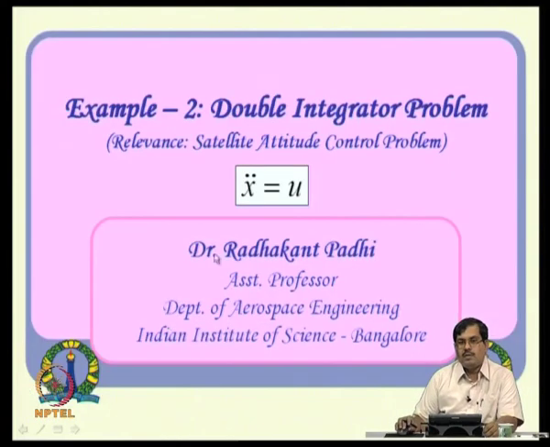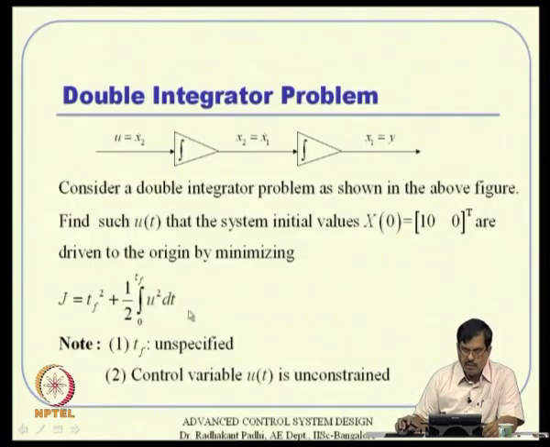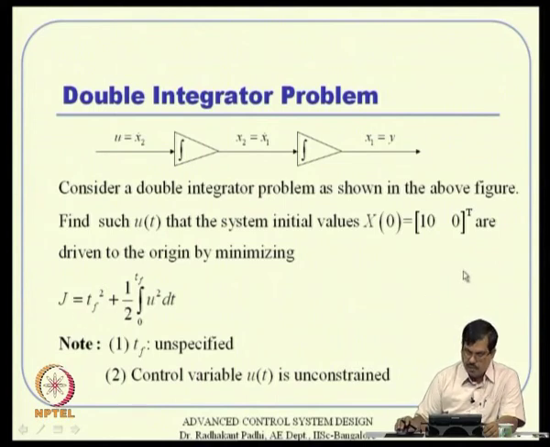So, the dynamics that we are having is x double dot is u, but the cost function that we are having is something like this, where I want to minimize my control effort throughout, as well as I want to minimize my final time actually. Okay, how do I solve this problem now?